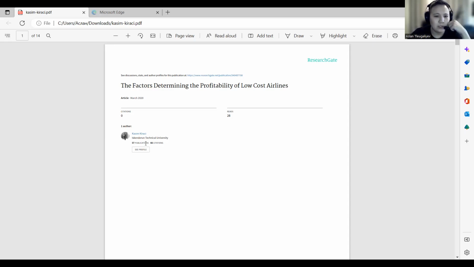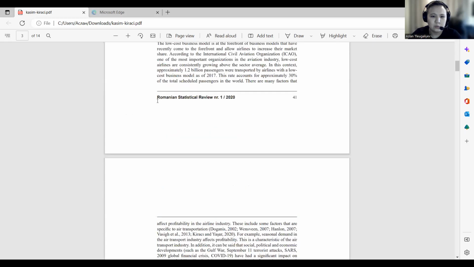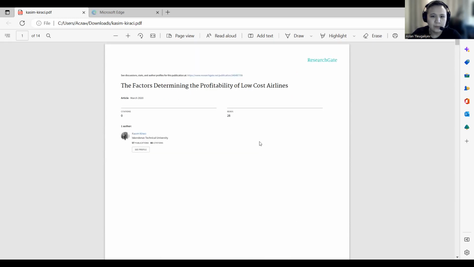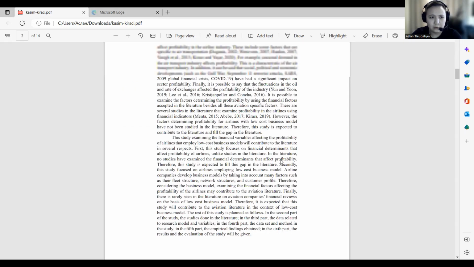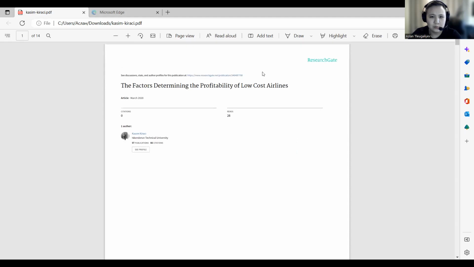It was published by Kasim Kirasi, who is from Iskandarian Technical University. Initially, I found it through ResearchGate. It was published in the peer-reviewed journal called Romanian Statistical Review under this number. However, it's not convenient to go through this PDF file, and for your convenience, I prepared a short PPT file as a way of visualization of the presentation.